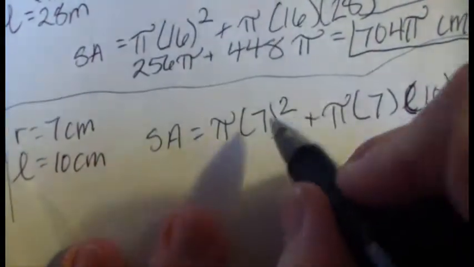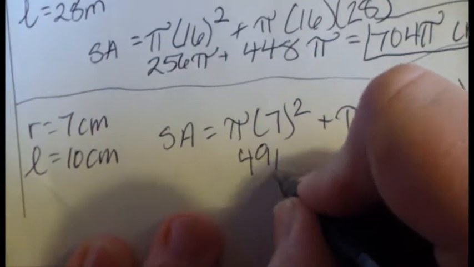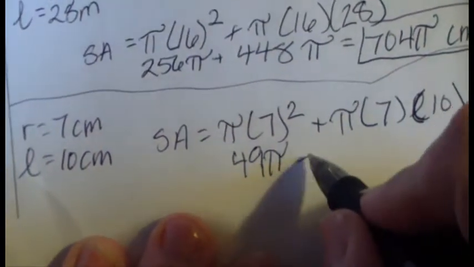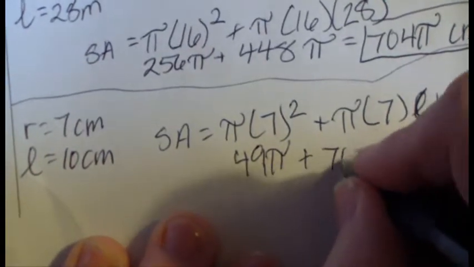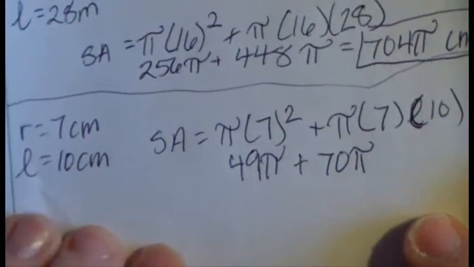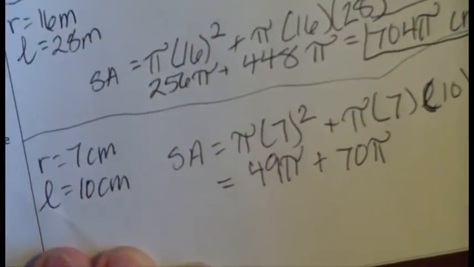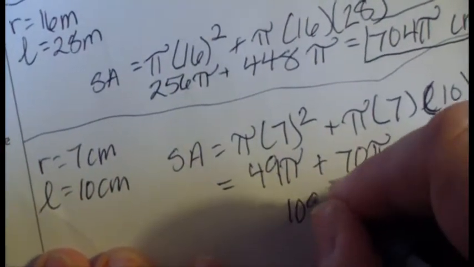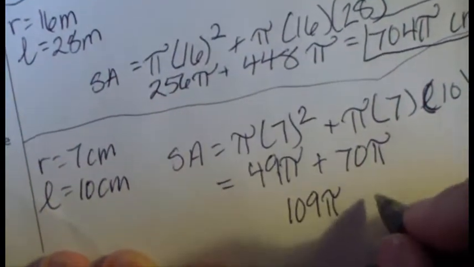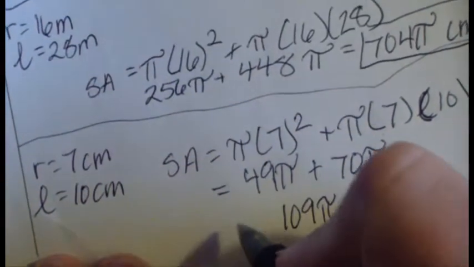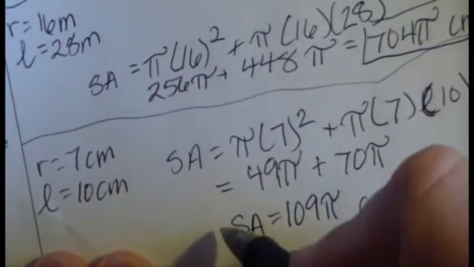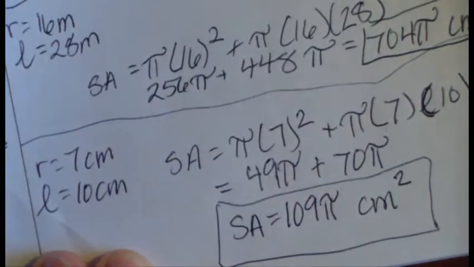Okay, so 7 squared is 49, 49 pi. 7 times 10 is 70, so 70 pi. And 49 plus 70 is going to be 109 pi. And that's centimeters squared. So there's the surface area of your cone.